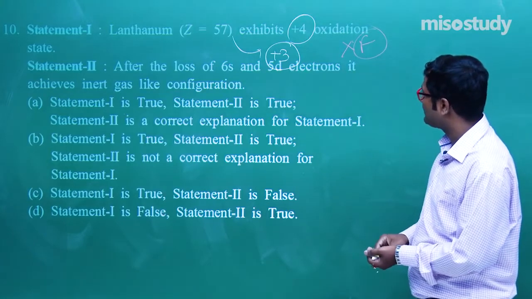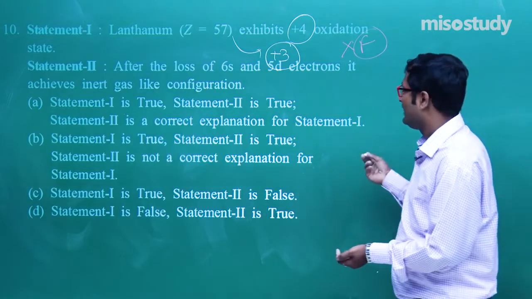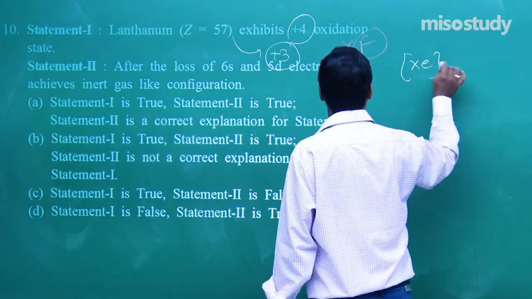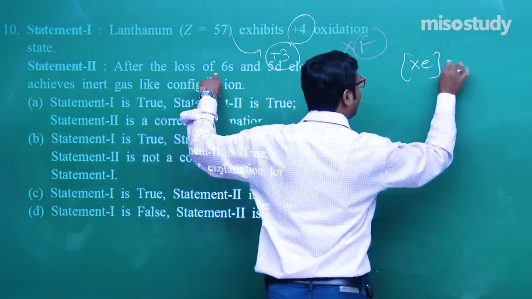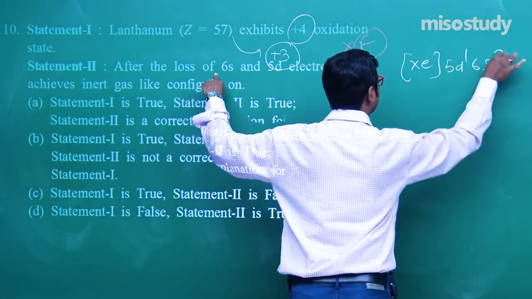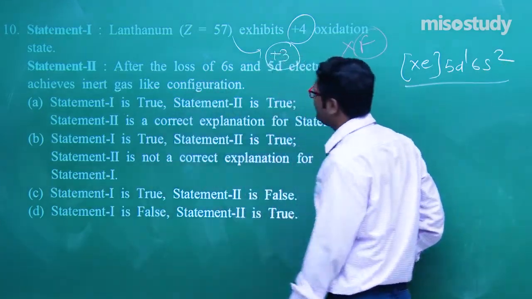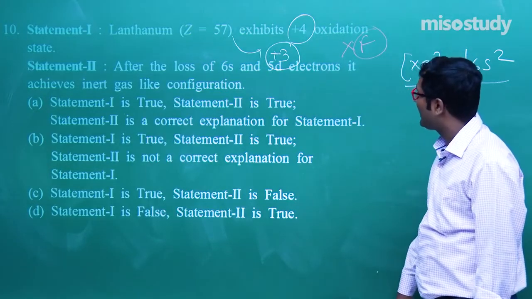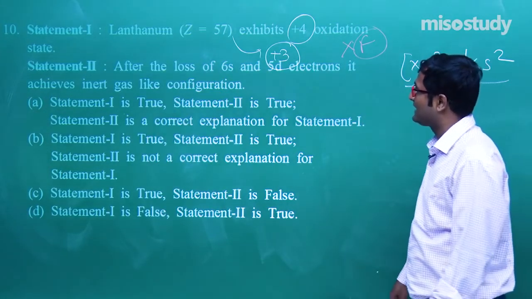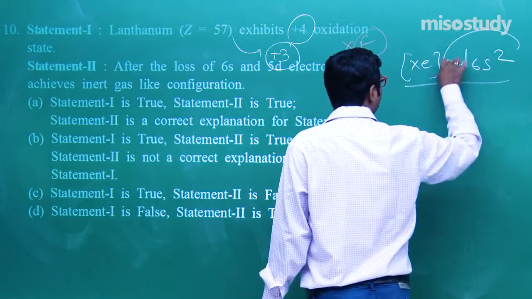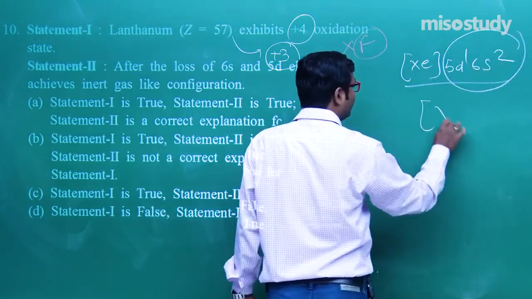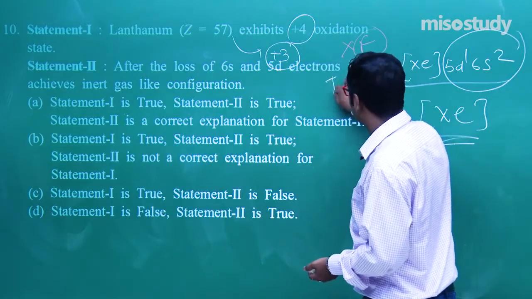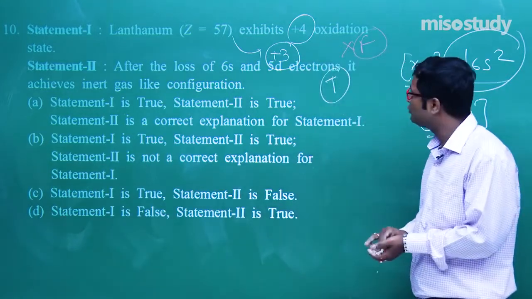After the loss of 6s and 5d electrons, because the electronic configuration is xenon 5d1 6s2, that is the general electronic configuration. So after the loss of 6s and 5d electrons, it achieves inert gas configuration. Definitely, if you lose 5d and 6s electrons, it gets xenon, which is an inert gas. So statement 2 is true. Definitely statement 2 is true.